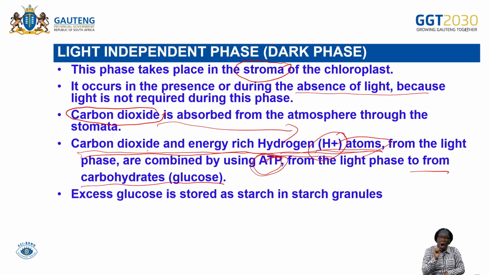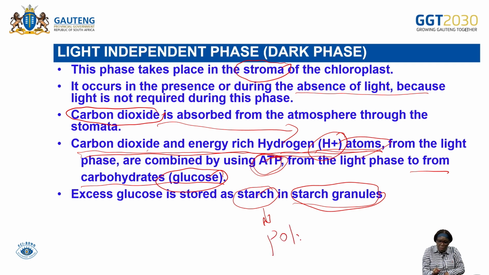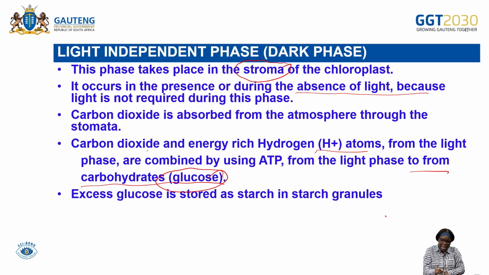Then carbon dioxide will combine with hydrogen to form what? To form carbohydrates. These carbohydrates will be stored in the form of what? They will be stored in the form of starch. And where? In the starch granules. In plants, it will be stored in the form of starch. Starch is a what? Remember, starch is a what? It is a polysaccharide. Starch is a polysaccharide. Then it will be stored in what? In the starch granules.